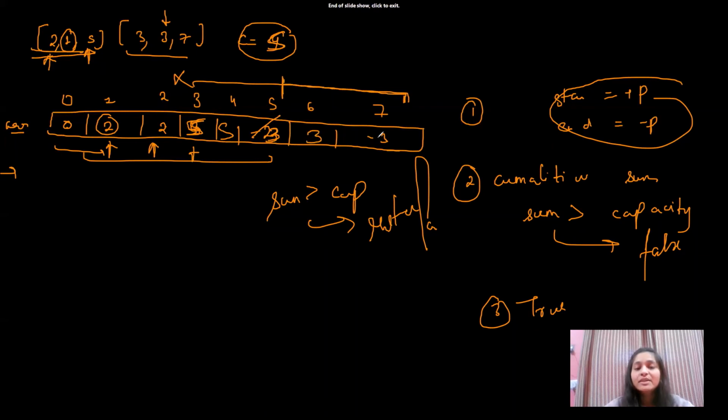0 plus 3. 3 minus 3 is 0, and at 7 we will be dropping out the second trip as well. So this will also be ending. So I hope you got the answer, and since we reached the end, and if the capacity was 5, we can return true at last.